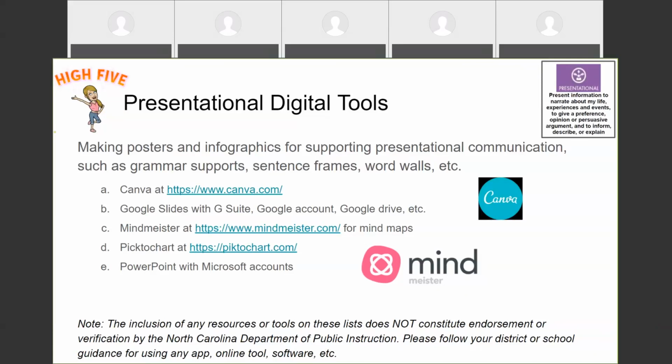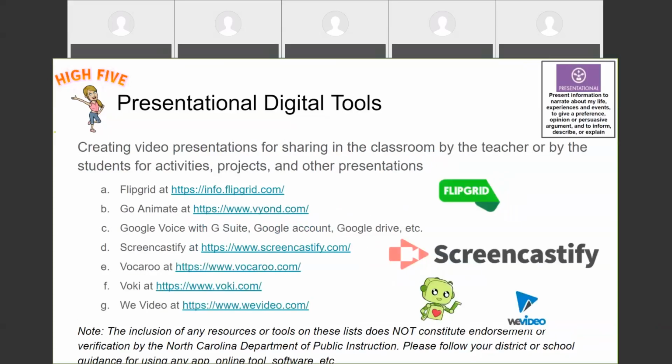Particularly Canva, you can do all kinds of things in terms of posters, just like sky's the limit. You can even create your own memes for your classroom, and students can use it for projects for memes and things like that. So these are some really cool supports that you can use online for presentational.